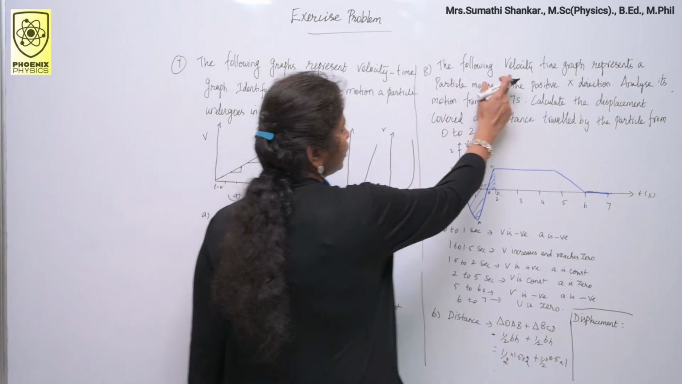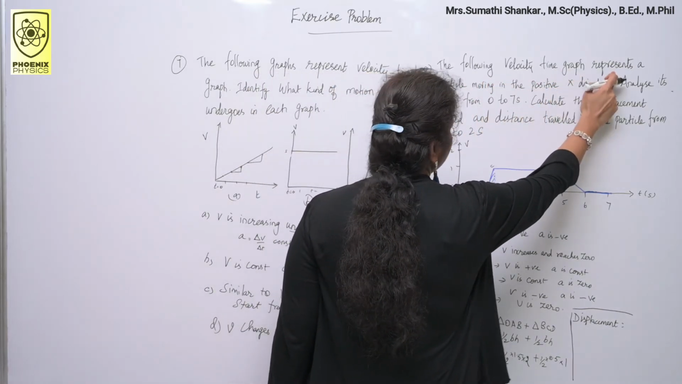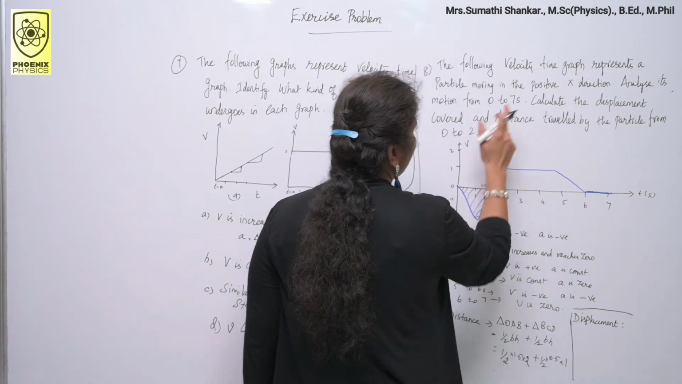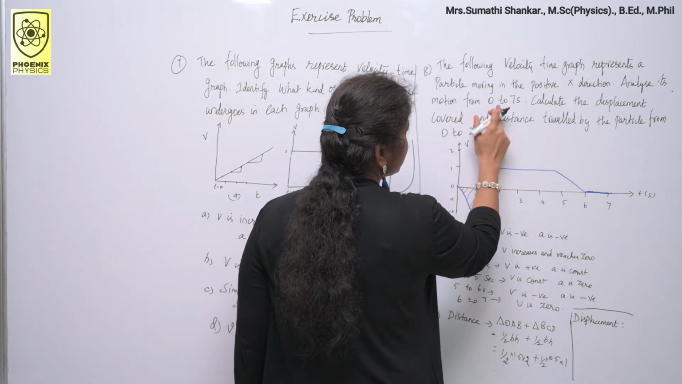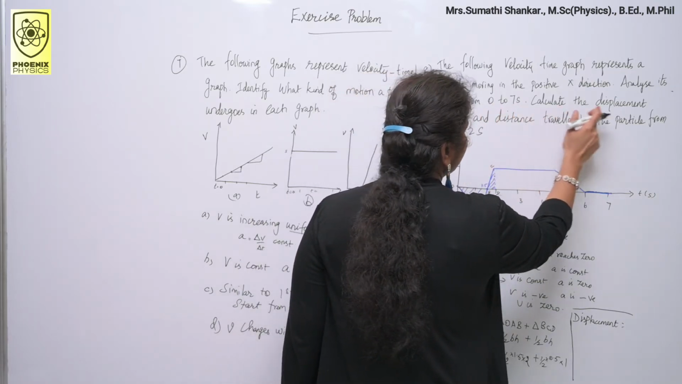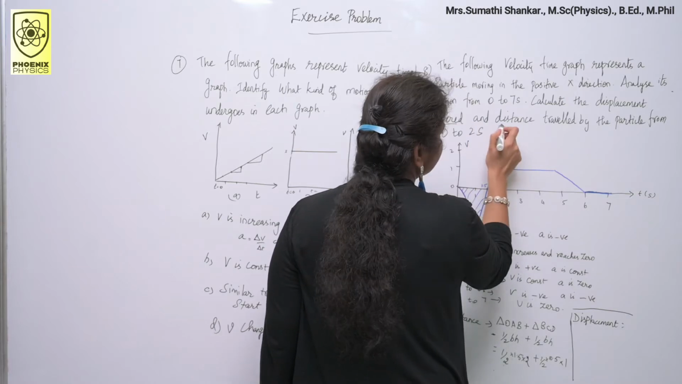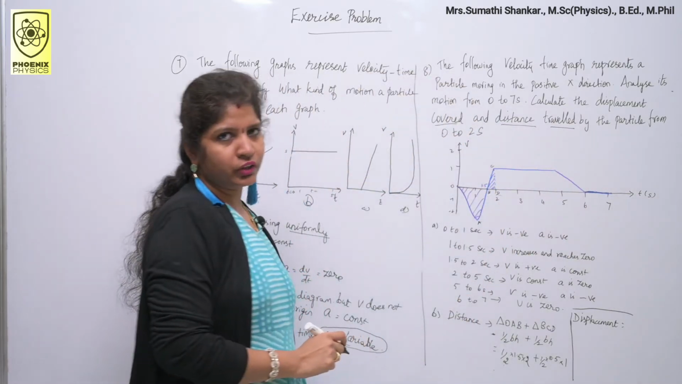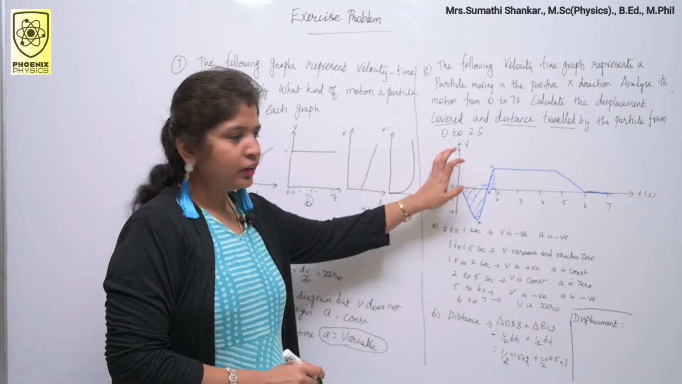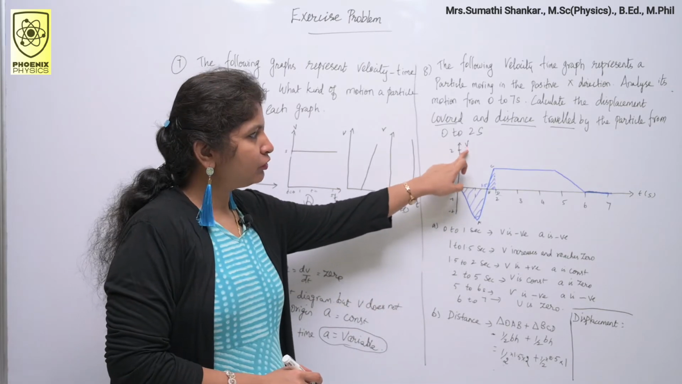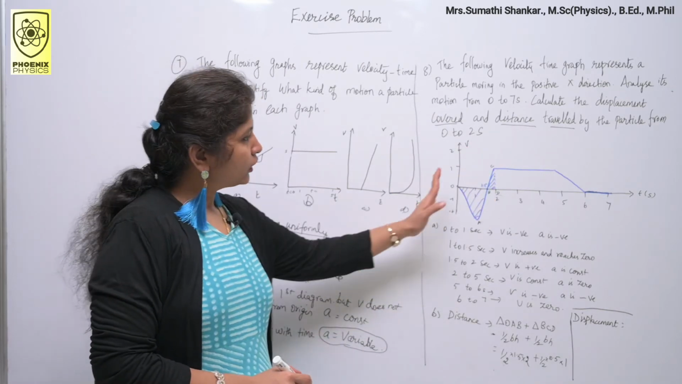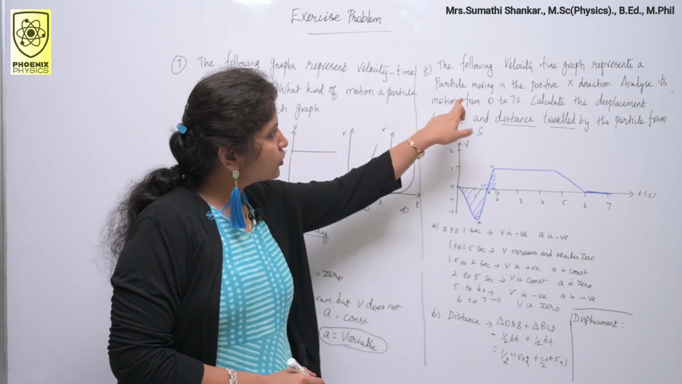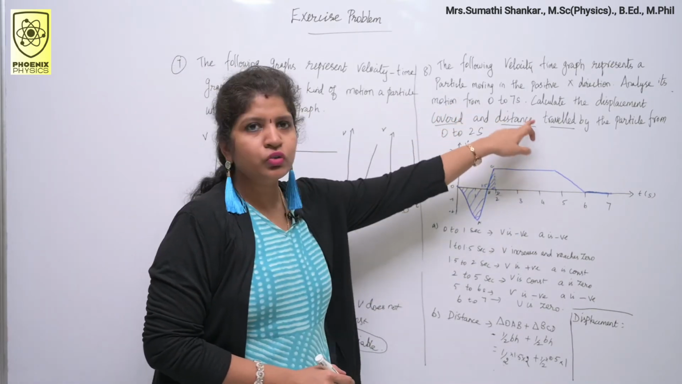The following velocity time graph represents a particle moving in the positive x direction. Analyze its motion from 0 to 7 seconds. Calculate the displacement covered and distance travelled by the particle from 0 to 2 seconds. Look at the graph. Here the graph is plotted between velocity and time. You can get the curve like this. First we have to analyze the motion from 0 to 7 seconds.